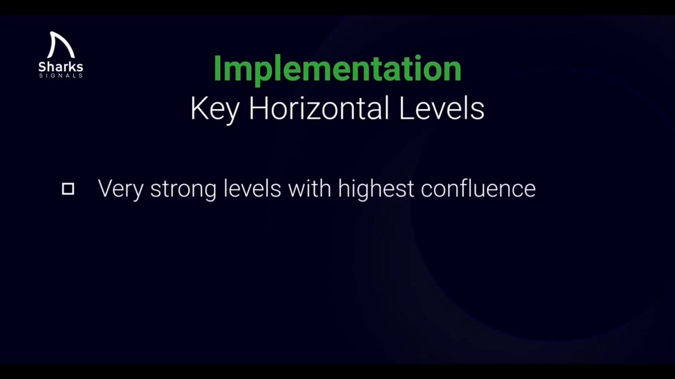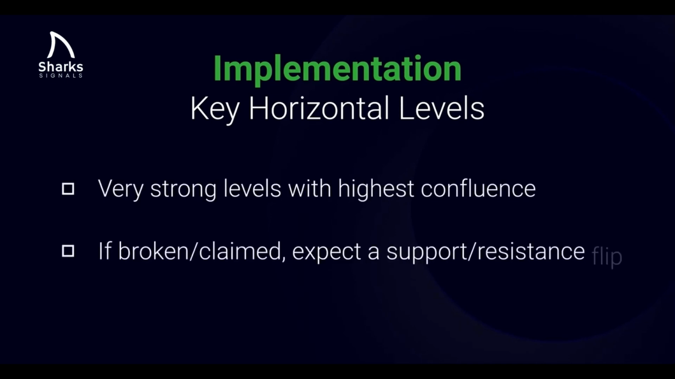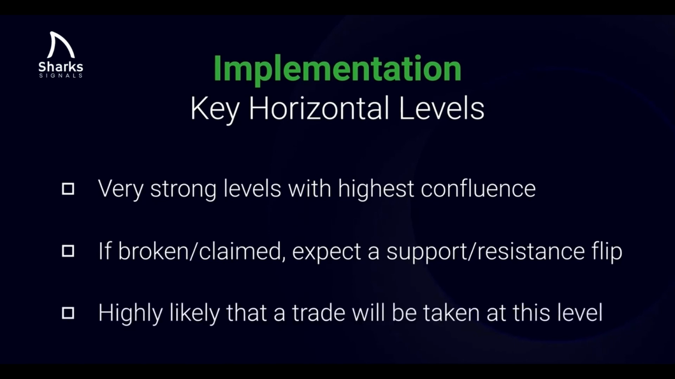The next step in your daily trading routine is to determine key horizontal levels. These are very strong levels with the highest confluence. If broken or claimed, you can expect a support-resistance flip. It is also highly likely that a trade will be taken at this level.